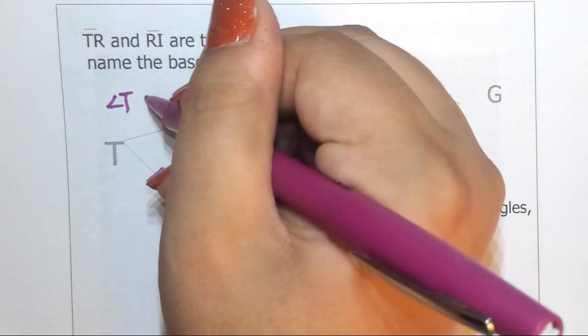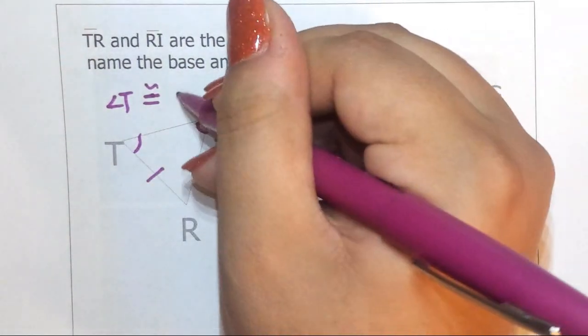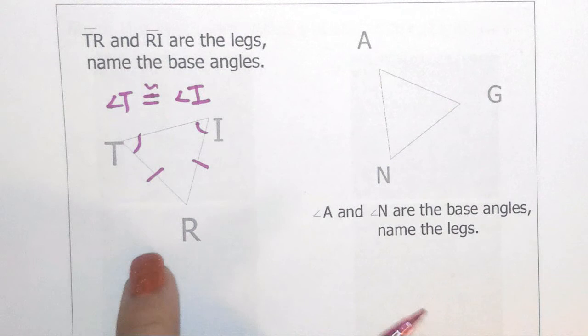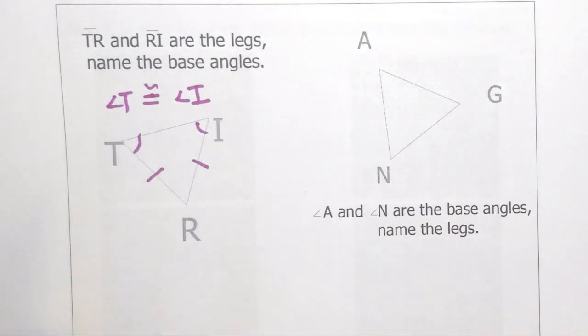Angle T would be congruent to angle I. Does that make sense? What would be my vertex angle? Angle R. And what would be my base? TI. Does that make sense?